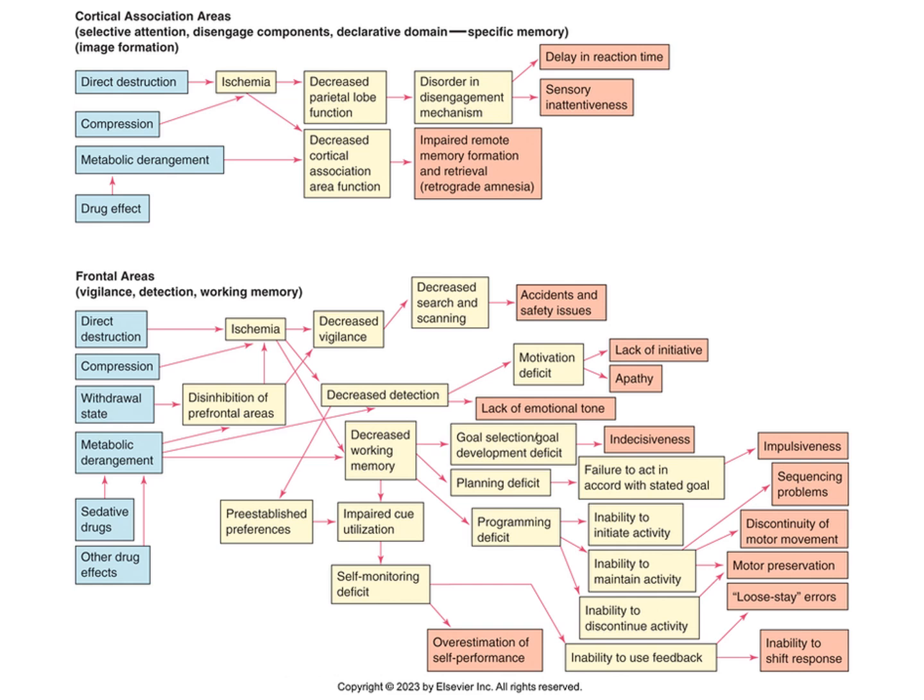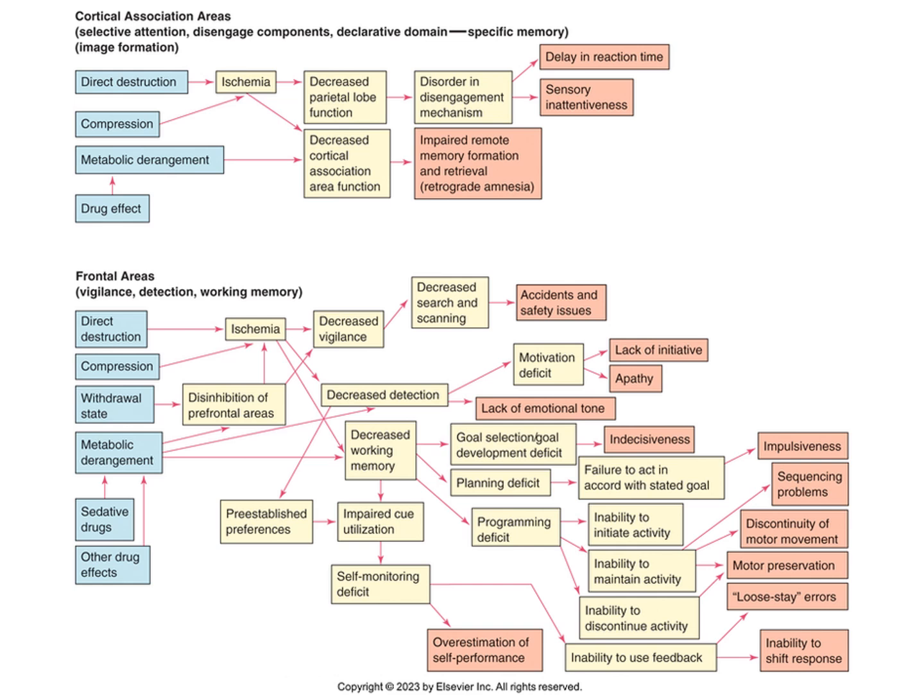Now, let's turn our attention to the frontal lobes. This region acts as the brain's executive command center, responsible for vigilance, detection, and working memory. Damage here, especially from trauma, metabolic imbalance, or drug influence, triggers a chain reaction of impairments. Reduced vigilance means patients stop scanning their surroundings, making them prone to accidents and safety issues.